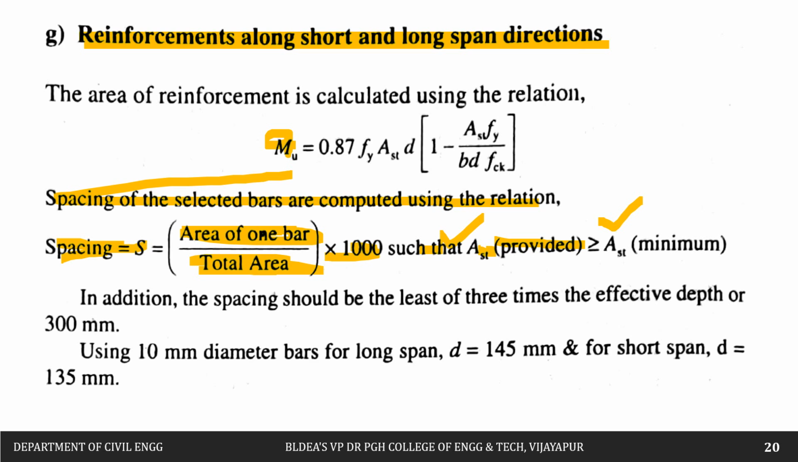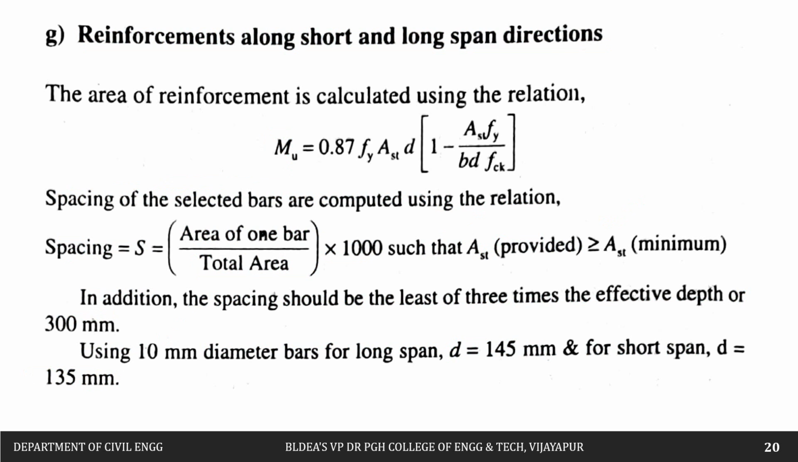So therefore, in addition, the spacing should be at most 3 times the effective depth or 300 mm, so as to avoid cracking. And if you are going to use 10 mm dia bars for the long span, D will be 145 mm, and for the short span it will be 10 mm less. Why? Because we have considered the 10 mm dia bar, so it will be 135 mm. So based on this, we can calculate the moment and we can calculate the spacing by using the 10 mm dia bars.